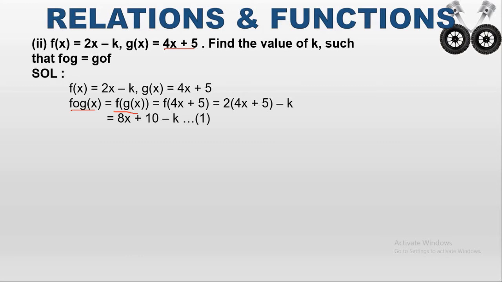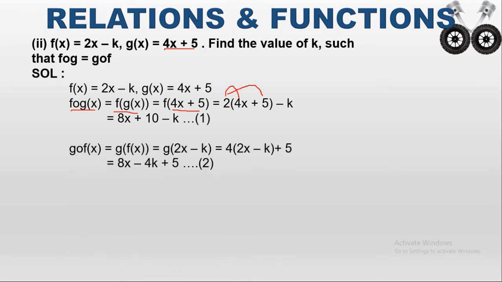So that means wherever x in f of x, you have to substitute 4x plus 5. So f of 4x plus 5 equals 2 into 4x plus 5 minus k. First you have to multiply 2 with 4x, it becomes 8x. Again you have to multiply 2 with 5, it becomes 10. So 8x plus 10 minus k, that is equation 1.